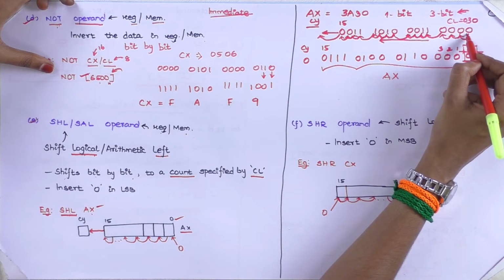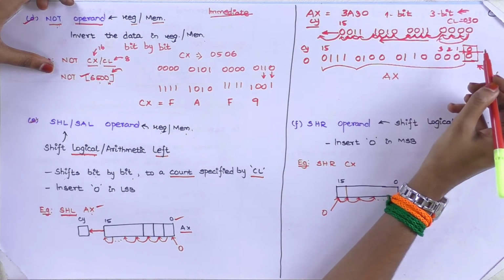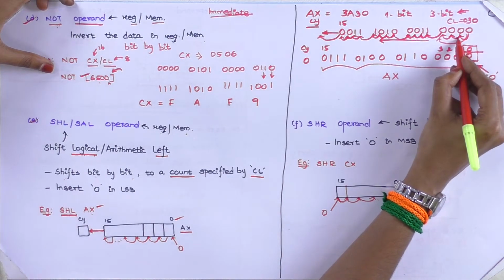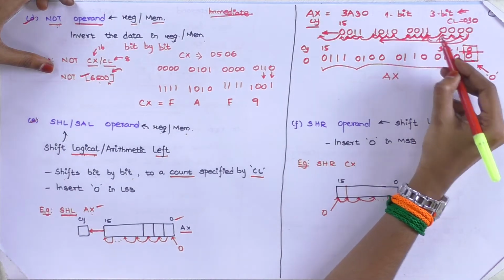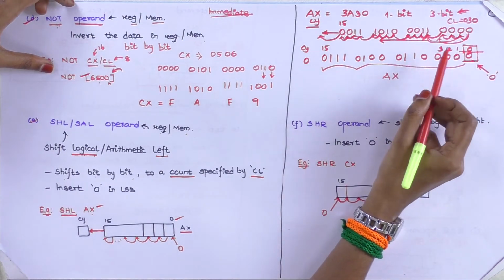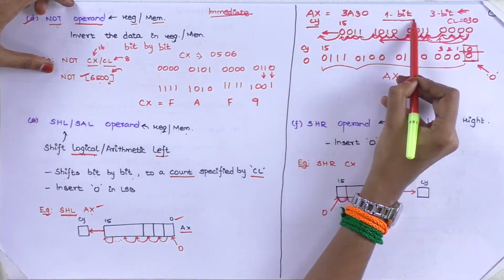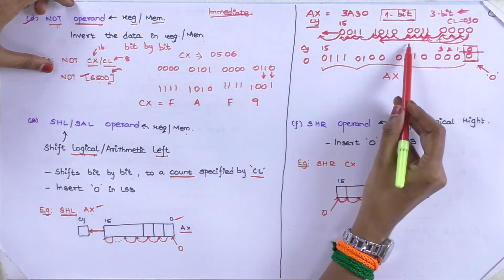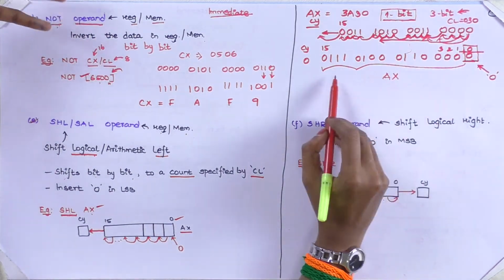0 bit will go to bit number 3. Then this first bit will go to bit number 4. This is how the shift will happen. Or so if you perform bit by bit, 3 times this shift has to be performed. So either thing is possible here.